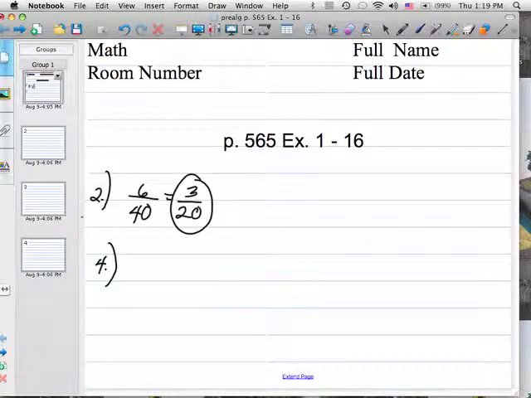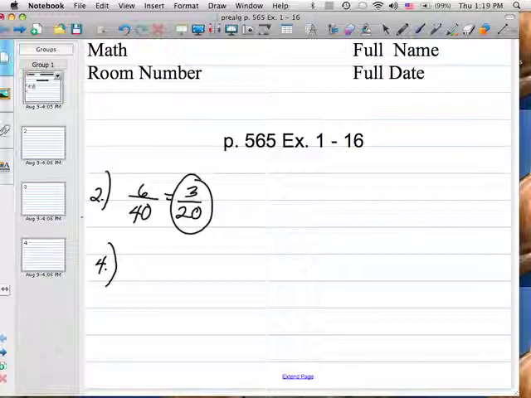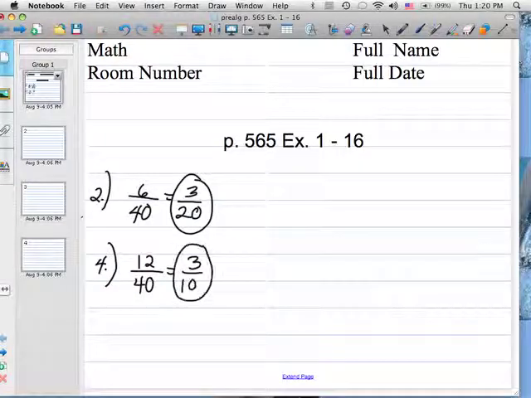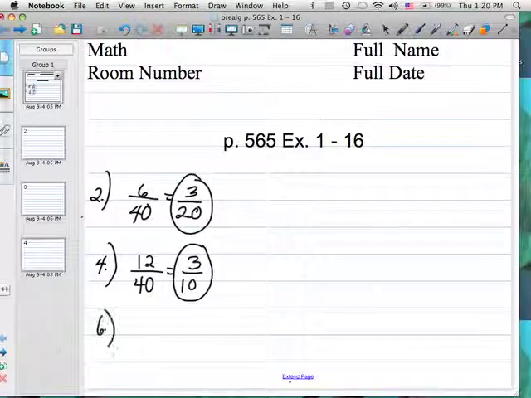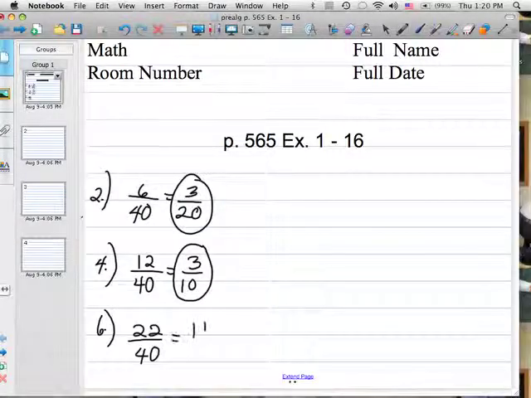Problem number 4, the probability of down for Matt. Please remember you have to show your work, the original fraction. Down for Matt, if we find Matt go across, we see 12 times out of the 40 tosses it landed down. Simplify that, 4 goes into 12 three times and into 40 ten times. Problem number 6, the probability that it landed on its side for Juana. That was 22 times out of 40 that it landed on its side. So divide by 2, that's 11/20.